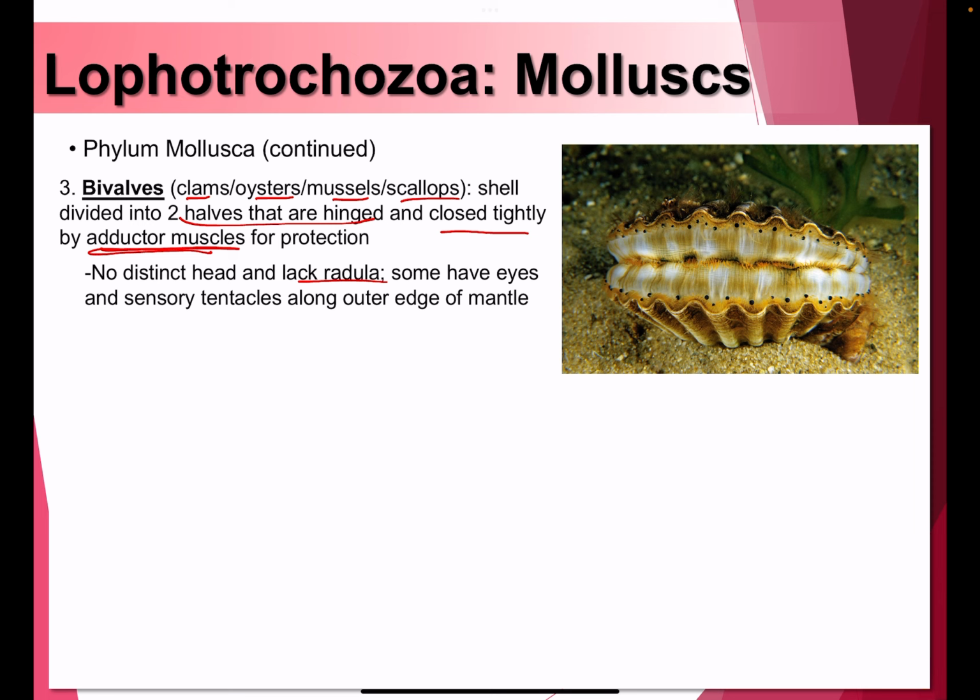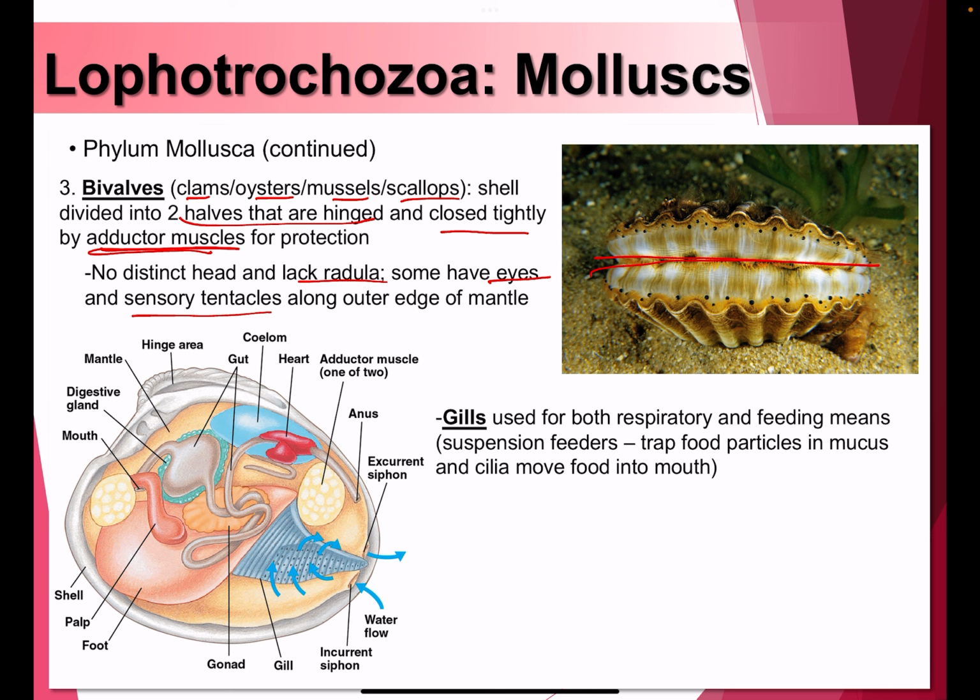Now, some do have eyes and sensory tentacles along the outer edge of the mantle, and if there are any, they will stick out of the bivalve shells that way. And that's why there's a separate anatomy picture of the bivalves. There are gills that are used for respiratory means.